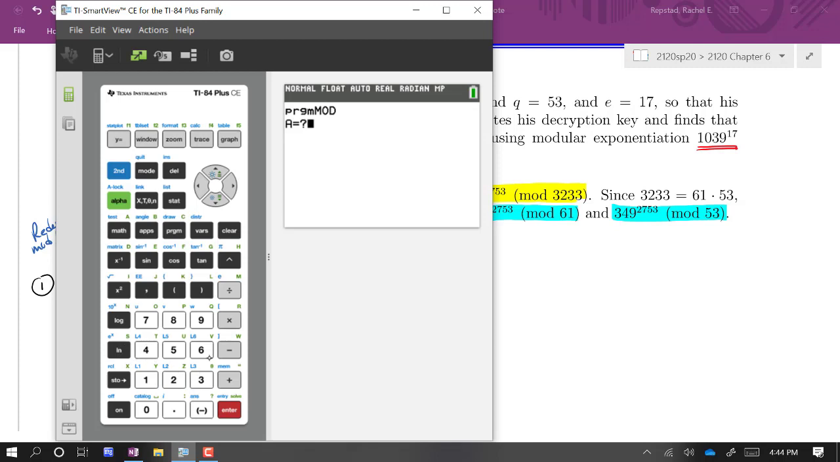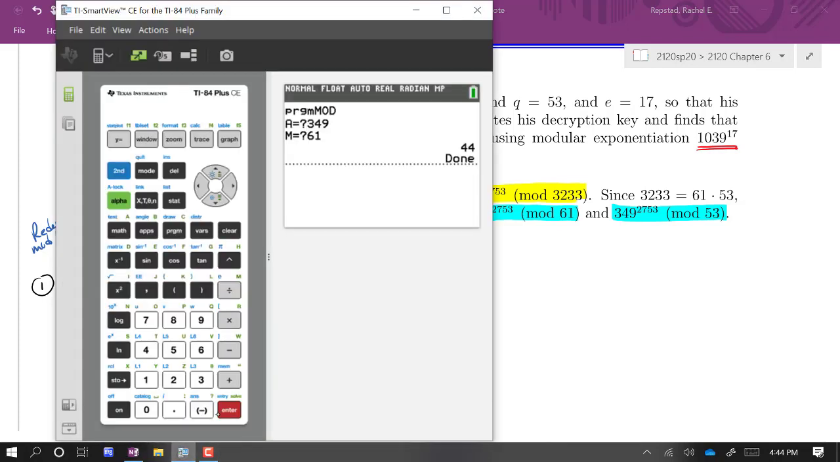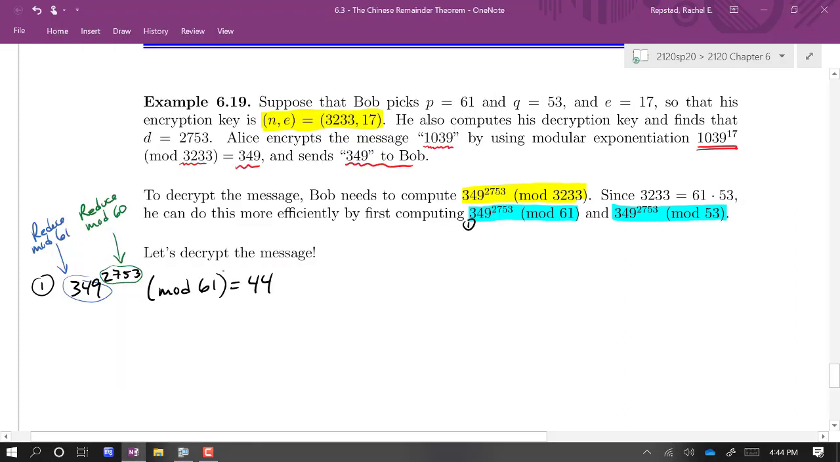So 349 mod 61 is 44, and 2753 mod 60 is 53. So right out the gate, I get to take this calculation, 349 raised to the 2753rd power, and reduce it to 44 raised to the 53rd power, and that's helpful. Now I'm going to use fast exponentiation on this.